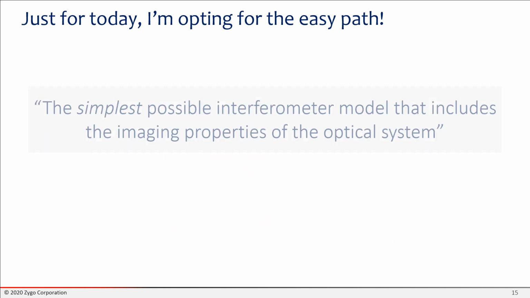What I'm looking for is the simplest possible interferometer model that includes the imaging properties of the optical system, and I mean in a realistic way. Not in a trivial way. So something that tells me how the fact that I'm looking through lenses and limiting apertures is going to affect the behavior of my interferometer, and what can I learn from that that doesn't require too much time to code? So that brings us to, what are the goals of a simple model?